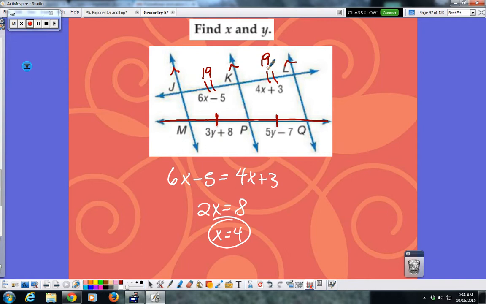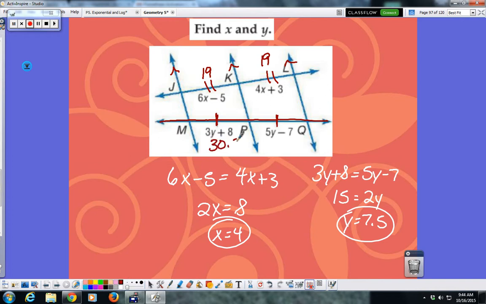Do the same thing for my y's, and we'll solve that in our head as well. 3y plus 8 must equal 5y minus 7. Move all my y's. In this case, I move them to the right. Trevor, how many do I have? And what's it going to equal as you move the 7? Careful, plus. And y must be 7.5. Plug that in. 3 times 7.5 is 22.5 plus 8 is 30.5. 5 times 7.5 is 37.5 minus 7 is also 30.5.